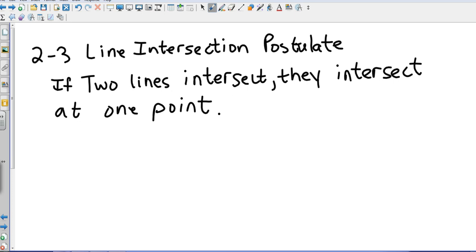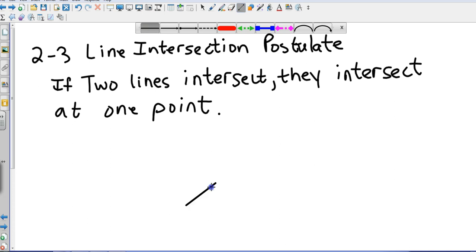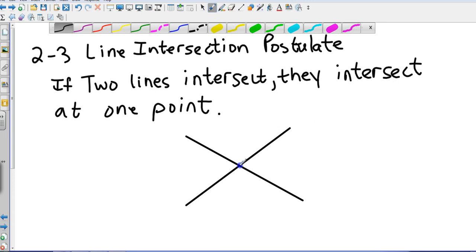Okay, so 2-3 states if 2 lines intersect, and that's key because 2 lines don't have to intersect. They could be parallel. But if they do intersect, they will only intersect at one point. It is impossible for lines to intersect at more than one point. Again, if they intersect at all. So that takes care of 2-3.